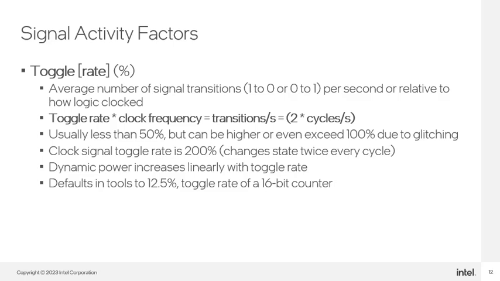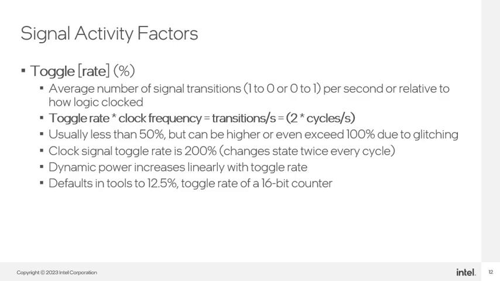Signal activity, as it relates to dynamic power, is defined by two main factors. Toggle rate, defined as a percentage, refers to the average number of times a signal transitions in a second, or relative to a clock. Toggle rate can also be expressed in signal transitions per second.